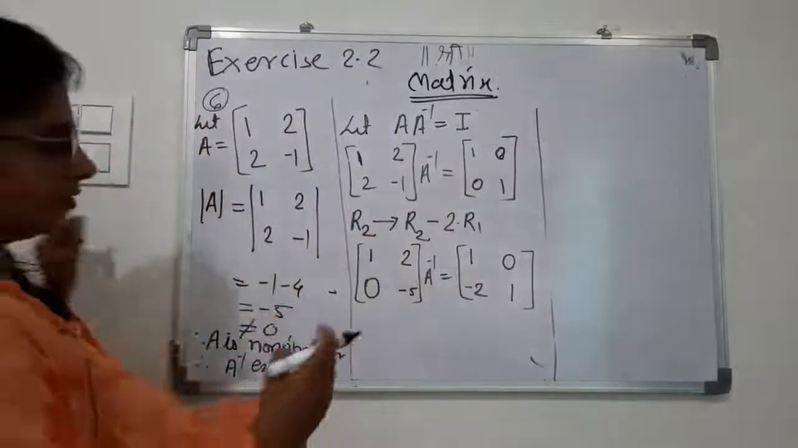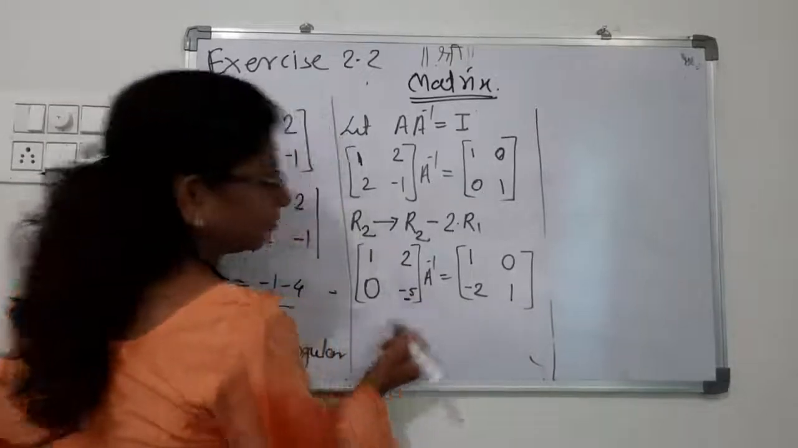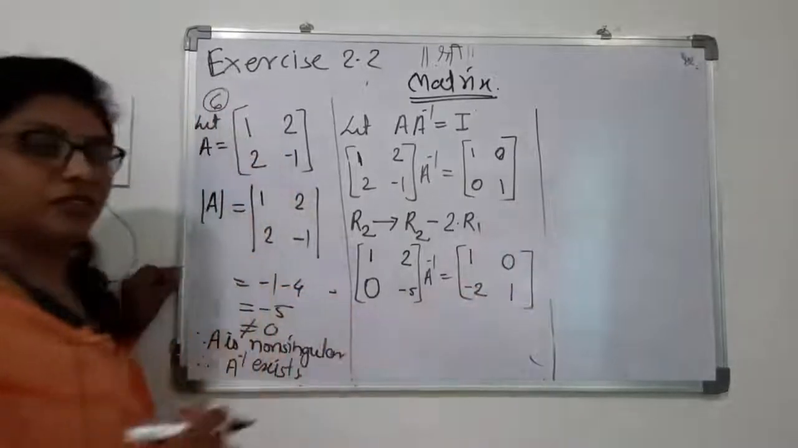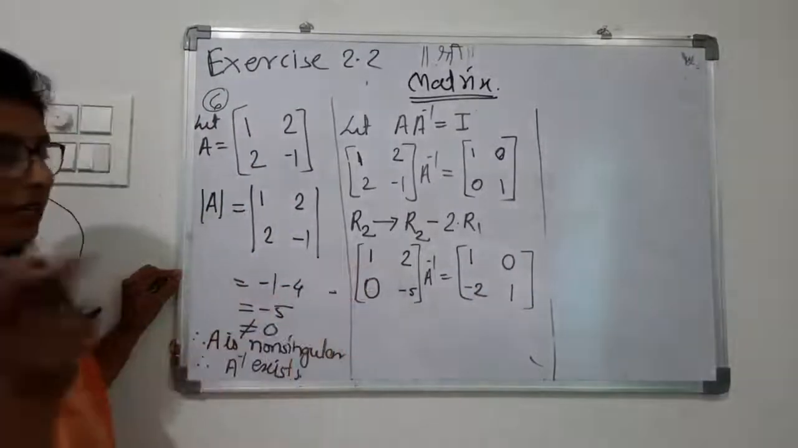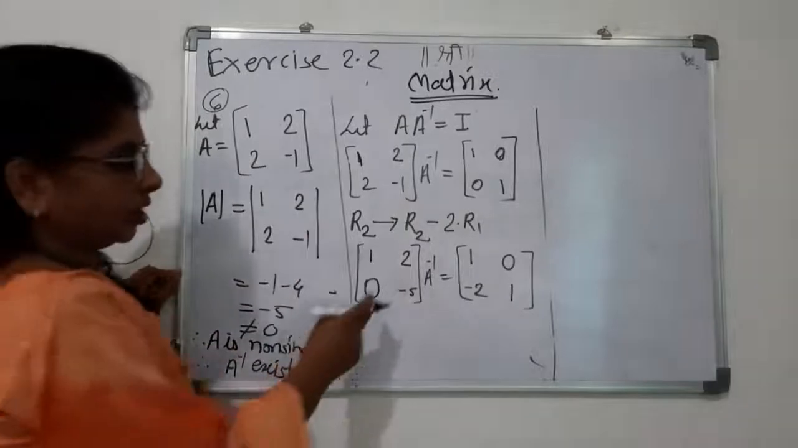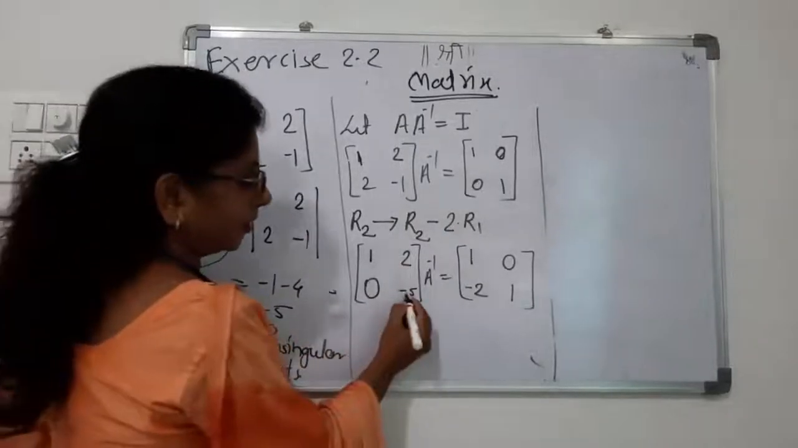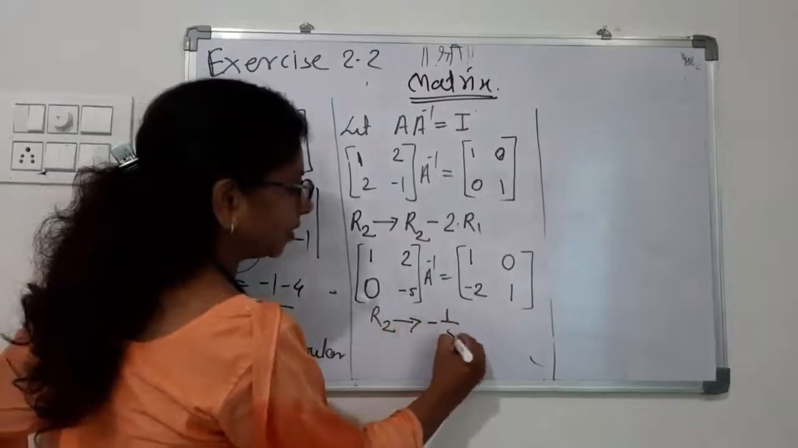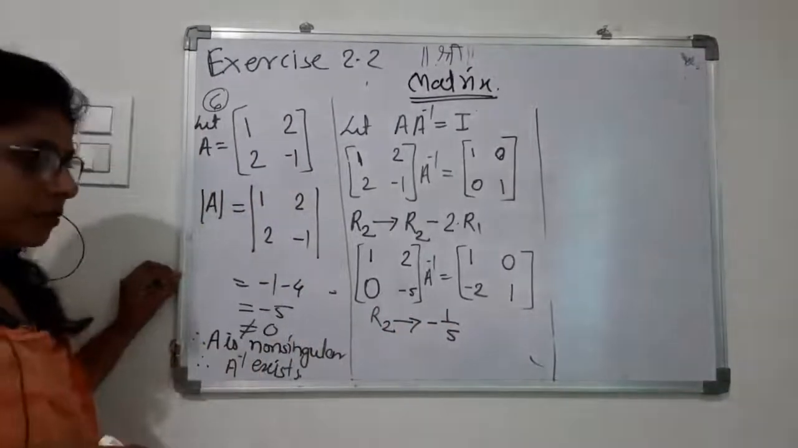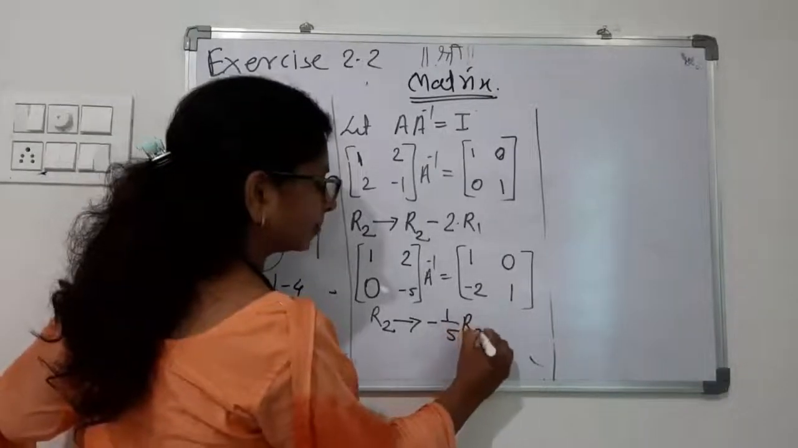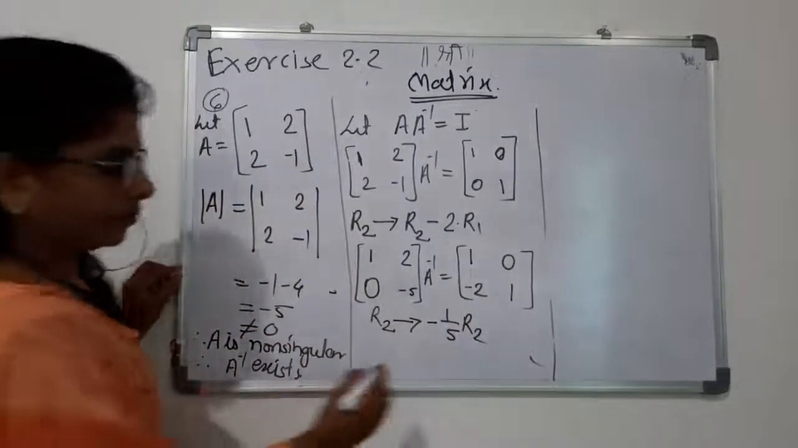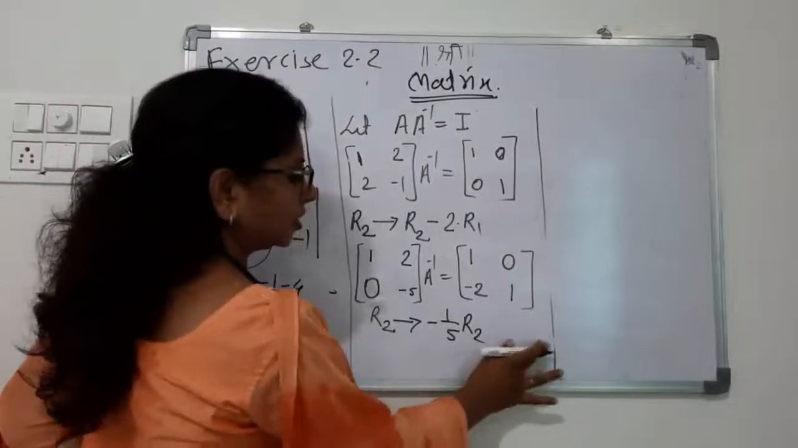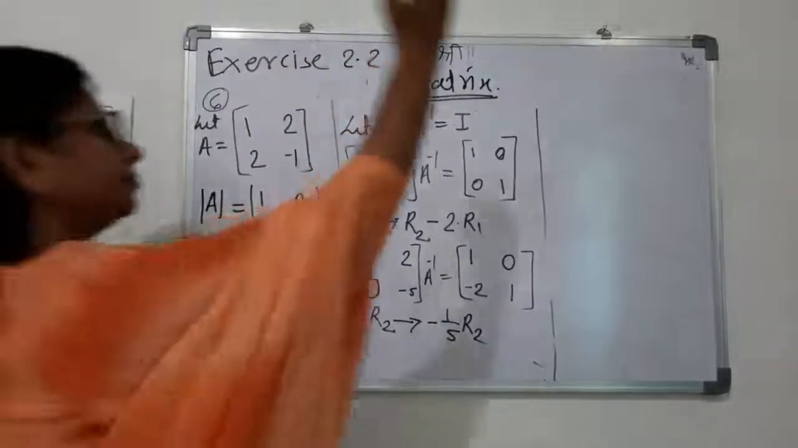Now the next task is we have to bring 1 here. We want 1 here and 0 here. So again there were 3 transformations. We cannot interchange by the first transformation. So with the second transformation, if we multiply R2 by minus 1 by 5, means if we divide by minus 5, we will get 1 here. Minus 5 divided by minus 5 is plus 1. So in this way we will get it. So apply here.